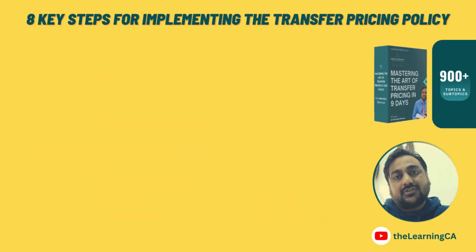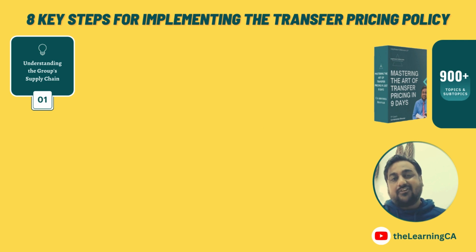So guys, the first step is basically understanding the supply chain. You need to understand the entire supply chain at a group level: what type of activities are involved in that entire supply chain, and what entities are performing what functions in the supply chain. That will technically be step 2. But first of all, you need to understand the supply chain at a broader level.